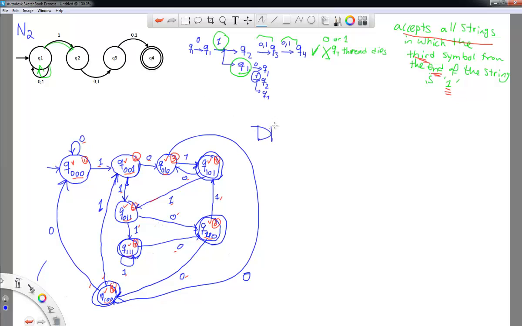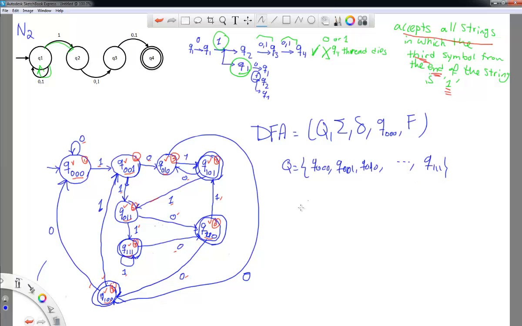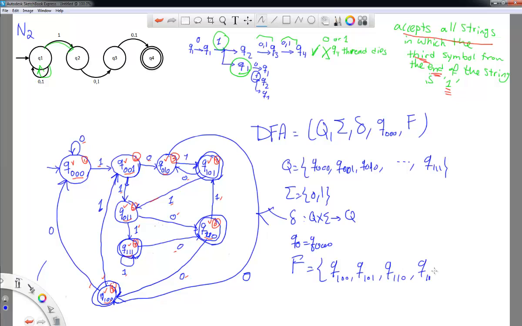So my DFA here is going to be Q, sigma, delta, Q sub 0, and the set F, where Q is going to be the set of Q000, Q001, Q010, all the way to your Q111. Your sigma is the symbols 0 and 1. Your delta is this guy, which is from Q cross sigma to Q. Q sub 0 is going to be your start state, which is Q000, and then F is going to be Q100, Q101, Q110, and Q111.